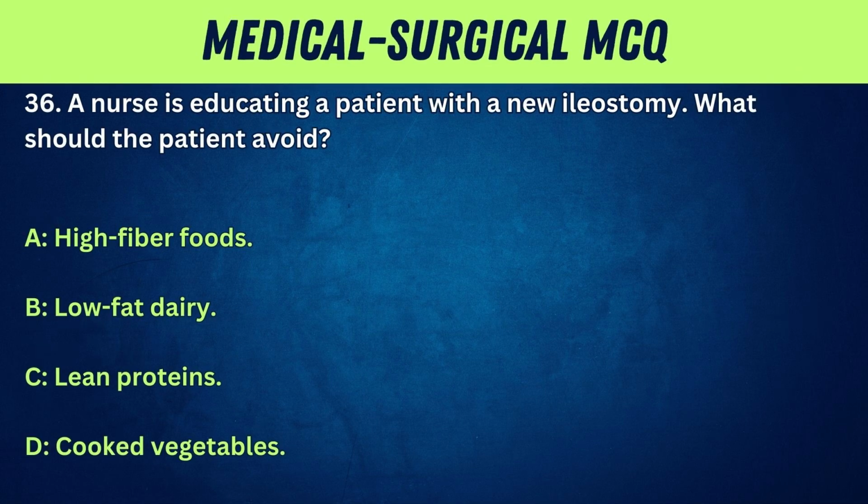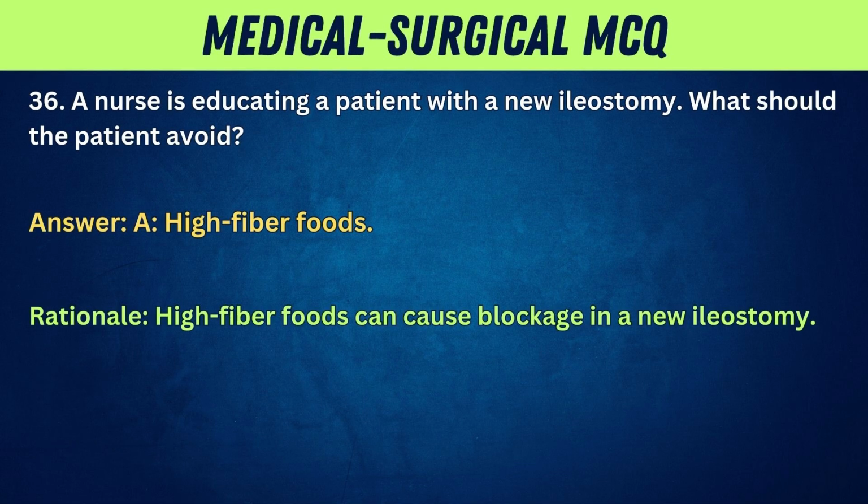36. A nurse is educating a patient with a new ileostomy. What should the patient avoid? A. High-fiber foods. B. Low-fat dairy. C. Lean proteins. D. Cooked vegetables. Answer: A. High-fiber foods. Rationale: High-fiber foods can cause blockage in a new ileostomy.